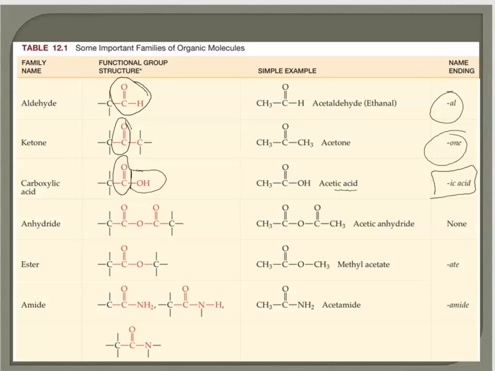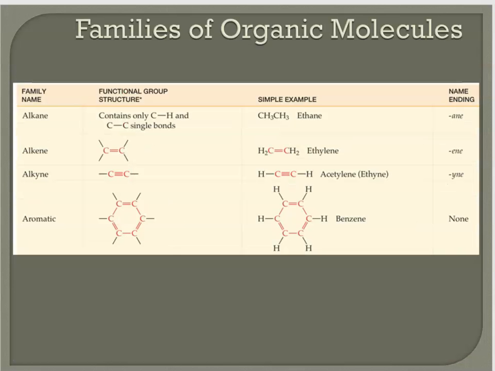And anhydrides, this is where we have basically 2 carbonyl groups and an oxygen in the middle. Esters, we have basically this carbonyl group, oxygen, and this carbon chain continuation. An amide functional group, which is found in proteins, is that carbonyl group with the amine group attached. We have the amide ending. So those are some of the more important functional groups that we'll talk about.